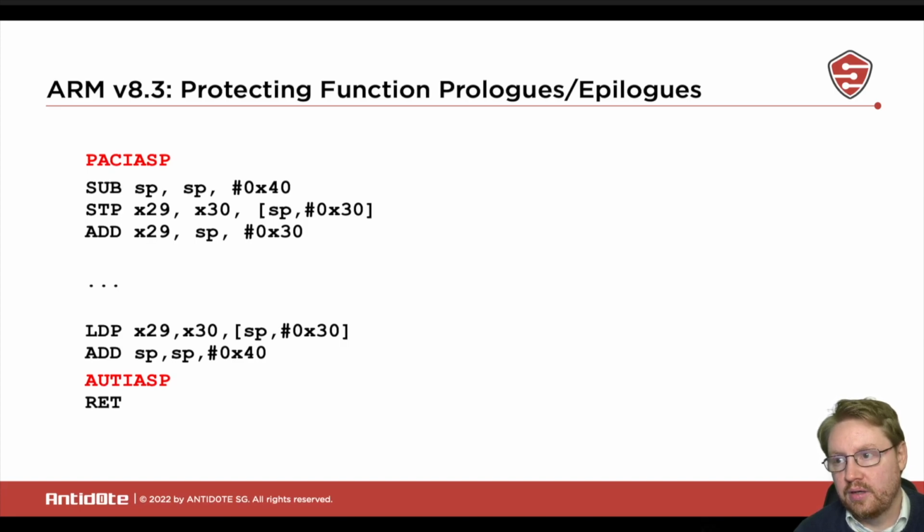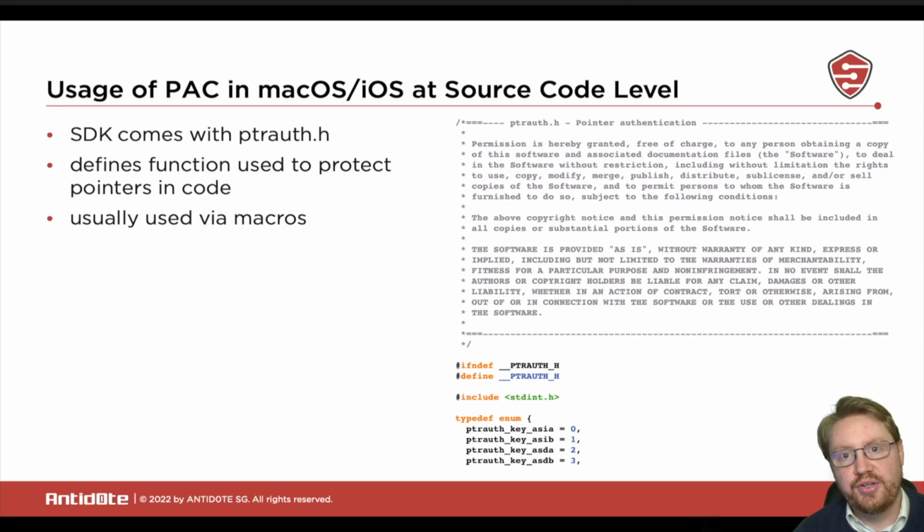So how is this now used in macOS and iOS? First of all, let's have a look at the source code level. At the source code level, Apple created a header file called pointeroutz.h, which is coming with the SDK on macOS and iOS. And it's also part of the source code of the kernel and so on and so on. And the idea is to provide basically an API at C level for dealing with pack codes. So to make it as transparent as possible, it's actually using a lot of macros.